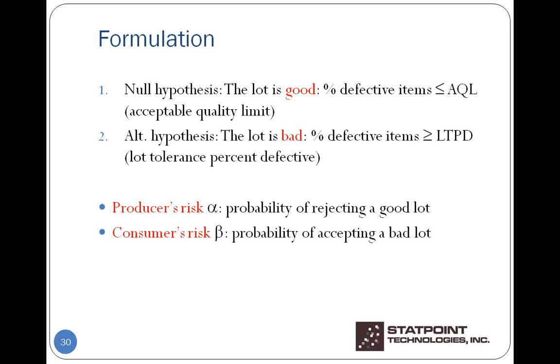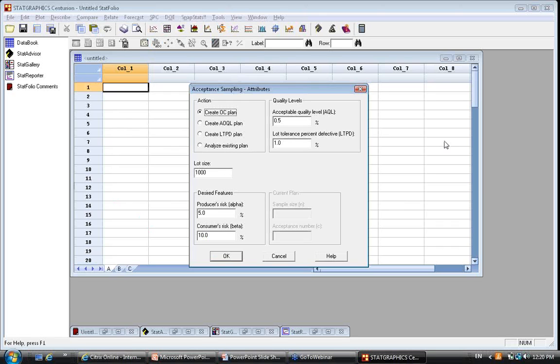And that's exactly what the dialog box back here in Statgraphics is going to ask me to do. Well, first off, it's going to ask me what type of plan I want to create. There are a number of other types of plans. The one I'm most comfortable with, the one I'm going to demonstrate for you here, is called an OC plan, an operating characteristic plan. It's the one in which we basically control the producer's risk and the consumer's risk.